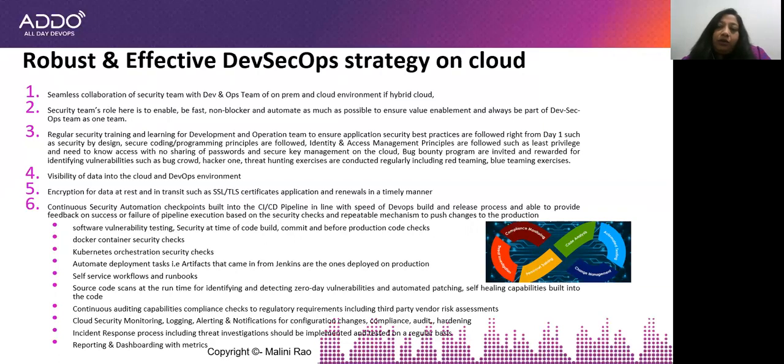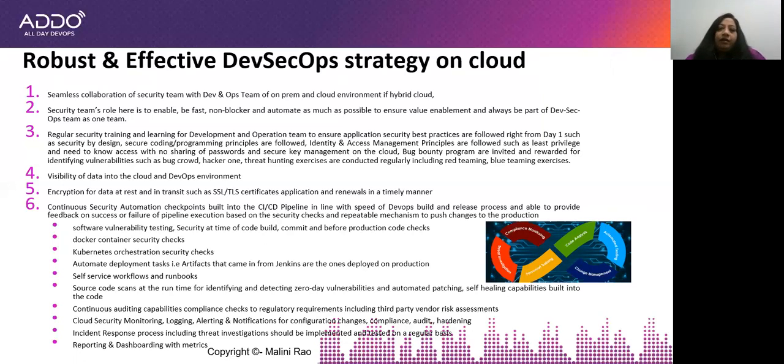There are some good reward programs provided by Google Cloud, but I would say the organization should come up with bug bounty programs, and they should reward for identifying vulnerabilities by inviting bug bounties from Bugcrowd or HackerOne, the leading bug bounty hosts. And then threat hunting exercises are conducted on a regular basis, including red teaming and blue teaming exercises.